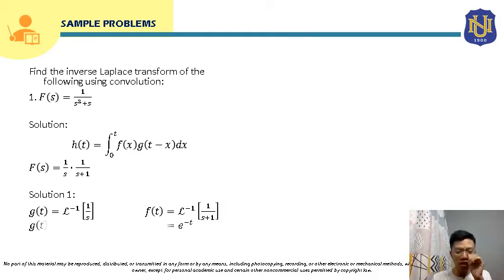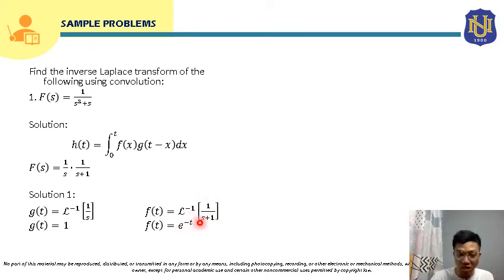Solving for the inverse Laplace transform of 1 over s, that is actually 1. So this will now be the value of g of t. Now, for the inverse Laplace transform of 1 over s plus 1, this is actually e raised to negative t. So this will now be the f of t.